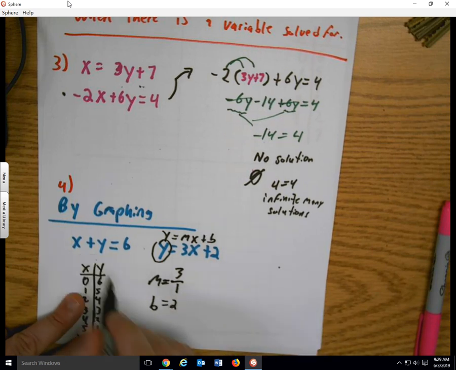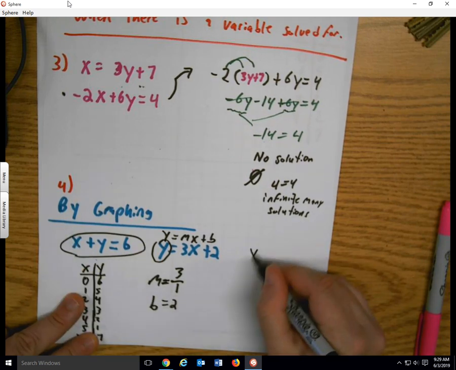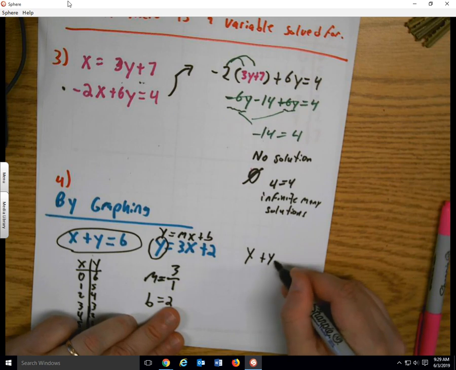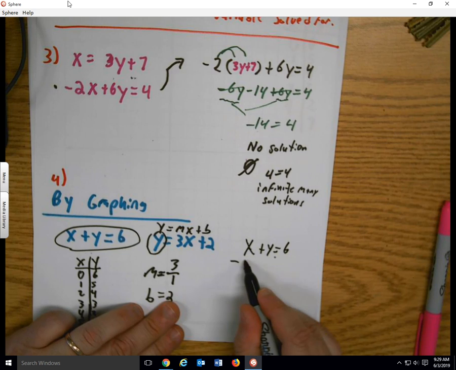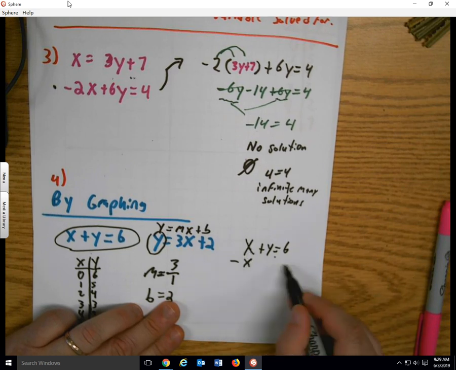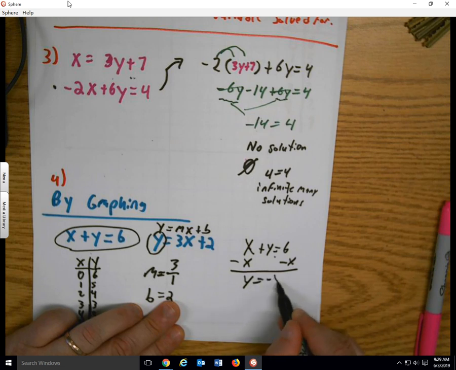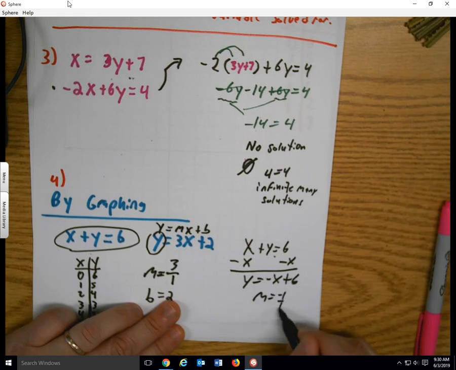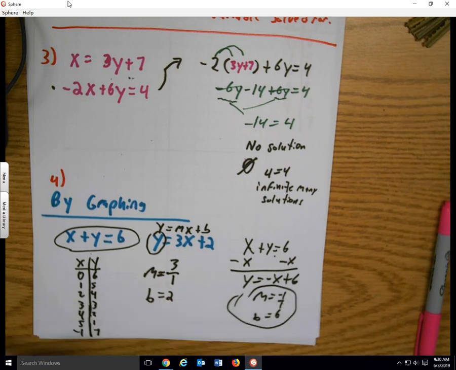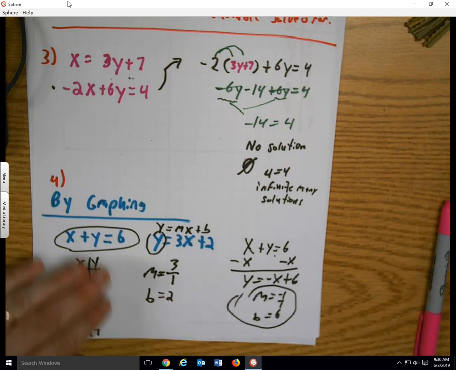Now, going back to this one. If you don't like to do the chart, you can always just solve for y. It's being added to, so subtract. And you could do the same thing. The m would be a negative 1 over 1, and the b would be a 6. So you can always turn it into the slope-intercept form. You can always graph it. So what would that actually look like, though? What would the answer to that be?